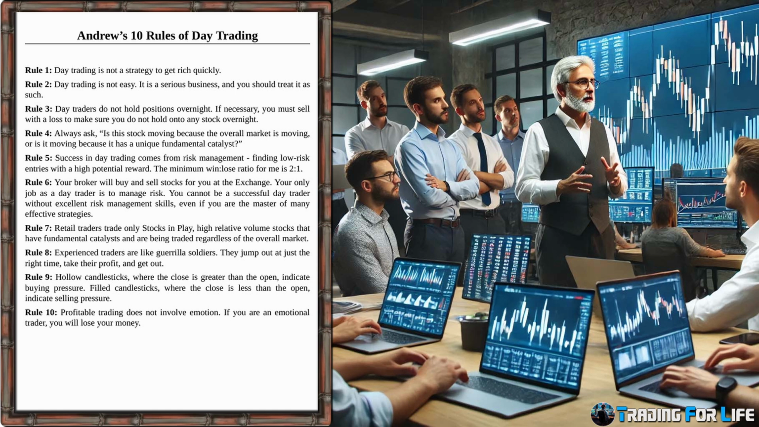Rule 10. Profitable trading does not involve emotion. If you are an emotional trader, you will lose your money. End of chapter 10. End of book.